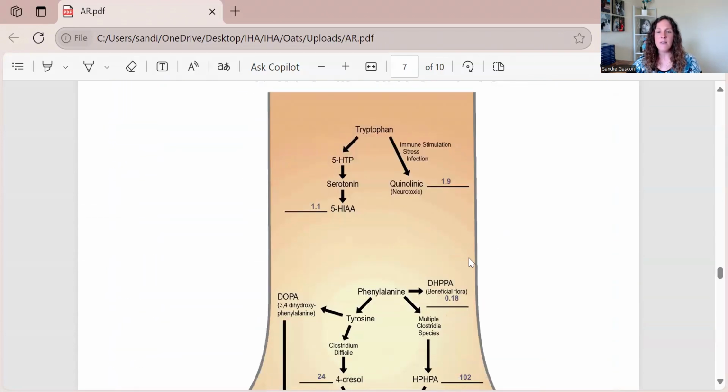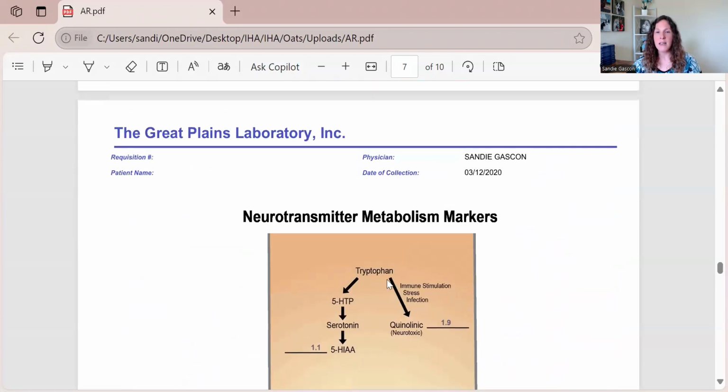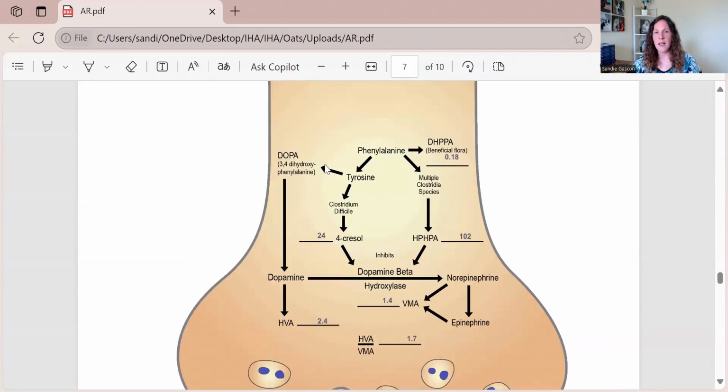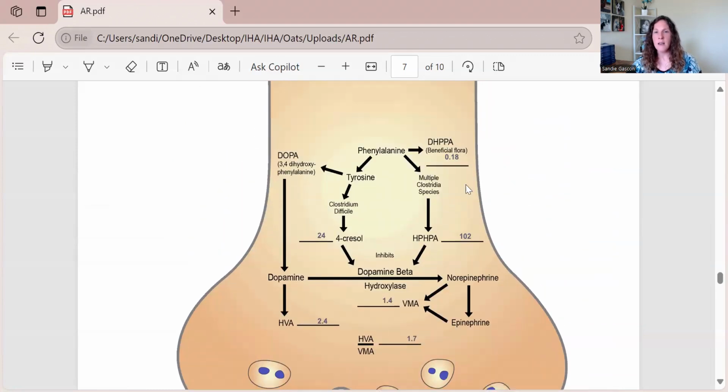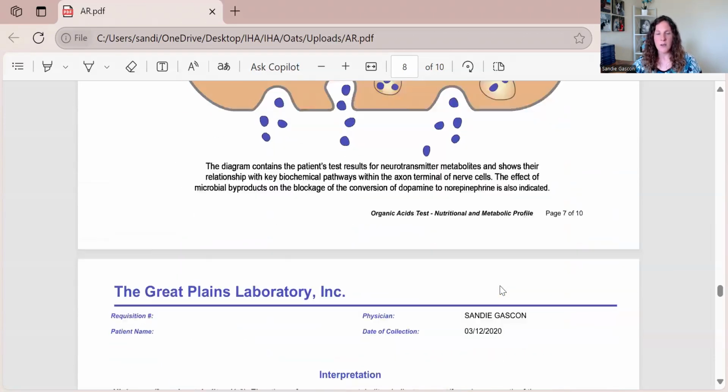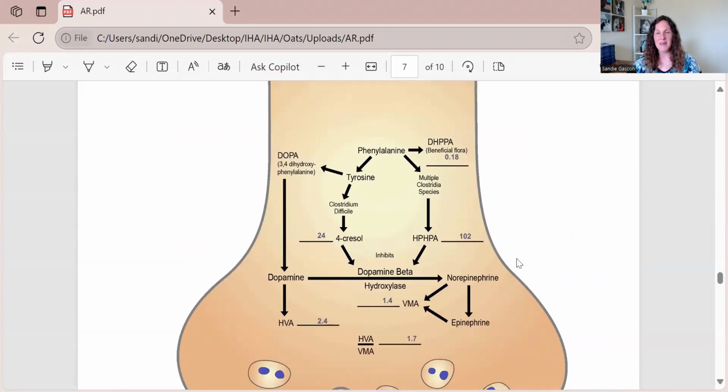If you continue scrolling down, then they do have this diagram here of how your body is making serotonin. So tryptophan is supposed to convert to 5-HTP. If you have stress, infections, lack of cofactors, then it produces the quinolinic acid. And then again, another diagram here on how different species of Clostridia is affecting your dopamine breakdown synthesis also. All right, and I don't really go off of anything they say on the interpretation. I've been doing this for a long time.